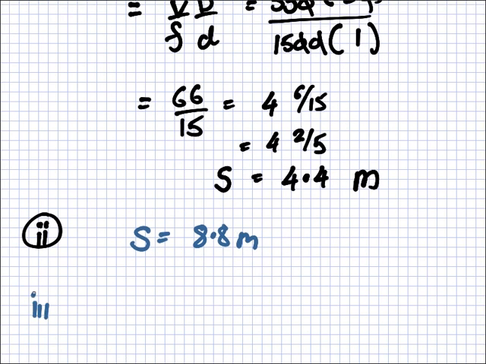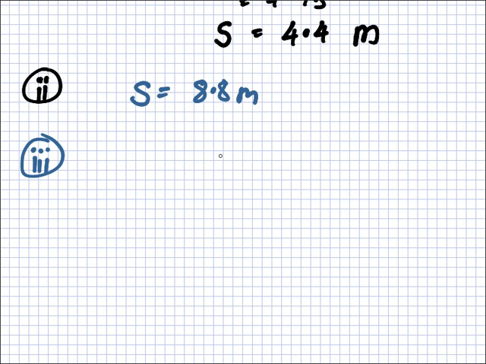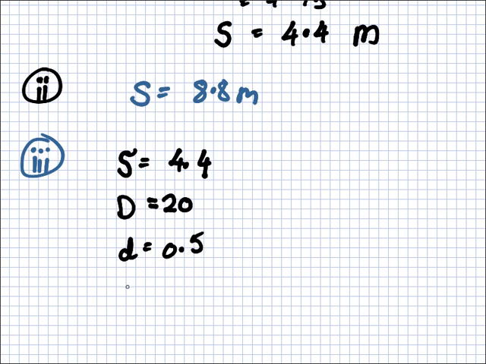Part 3. Final part. The speakers are still half a meter apart. Determine what frequency you would need to get back to the original fringe separation. Okay, so let's write the information down here. What fringe separation do you want? You want it to be back to 4.4. What is the big D? The big D is still 20. The small d is still 0.5. And this time the speed of sound is still 330. But the frequency you don't know.